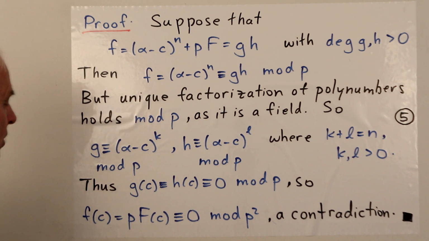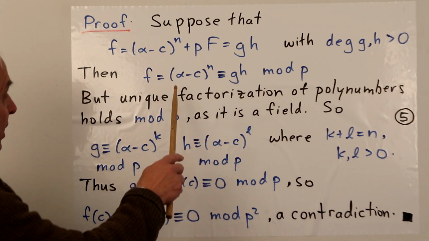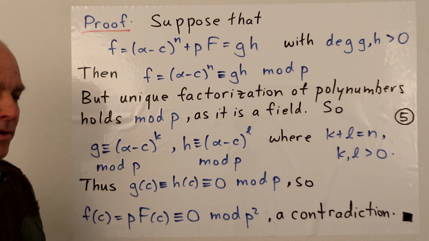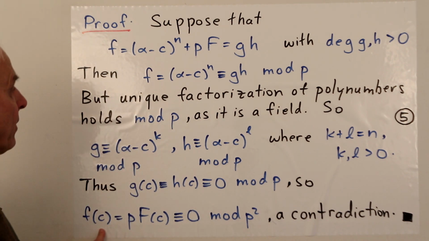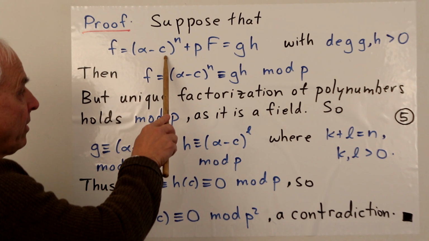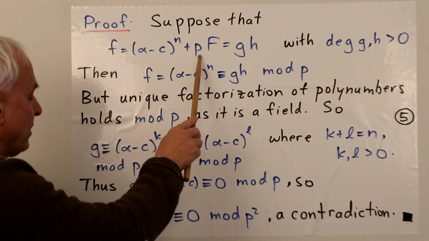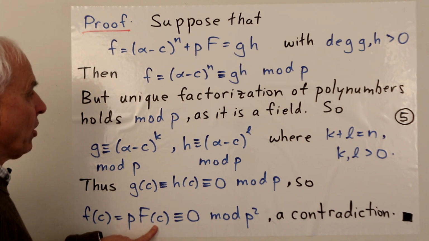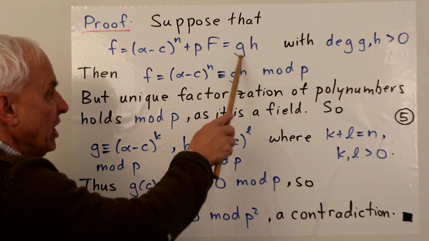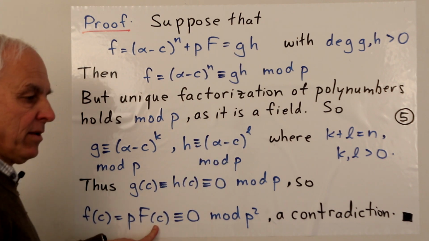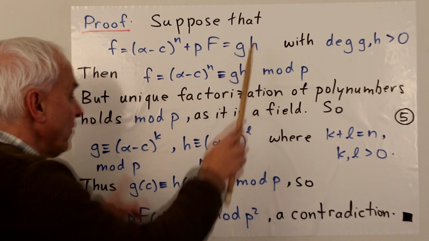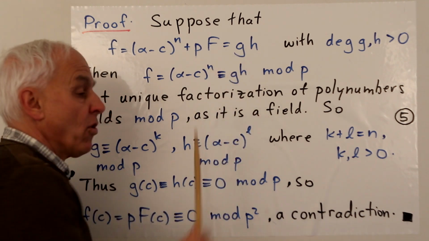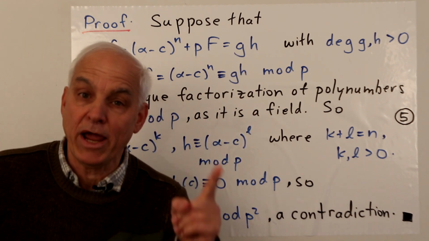Okay, so now we go back to this equation and we plug c into f. So f of c is going to be 0 plus p times F of c. What do we know about that? Well, that's the same as g of c times h of c. Both g of c and h of c are, we just said, divisible by p. So this product is going to be divisible by p squared.